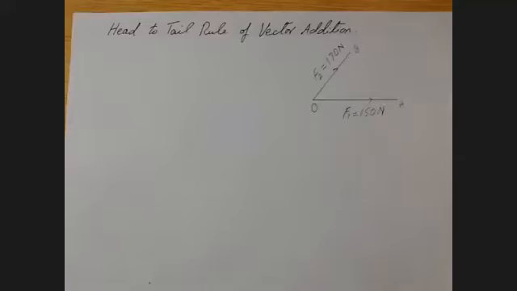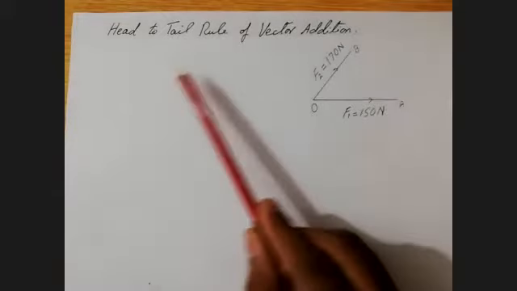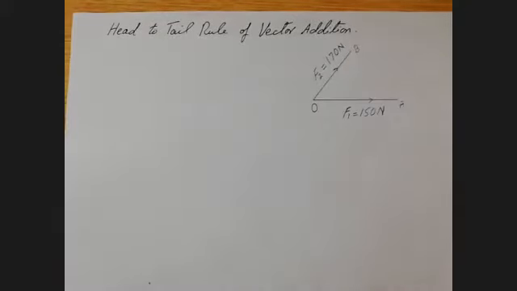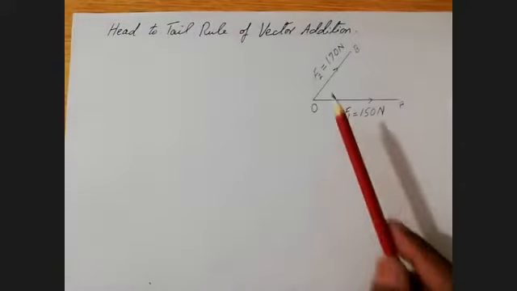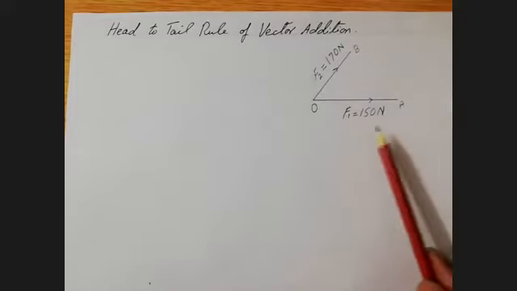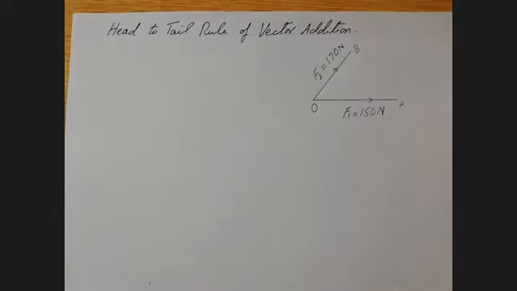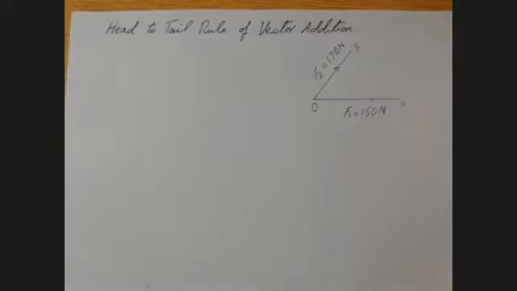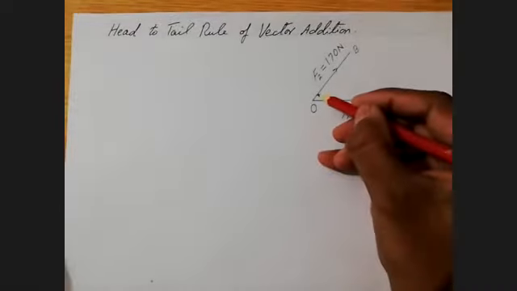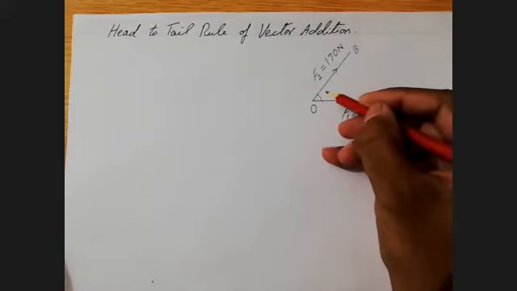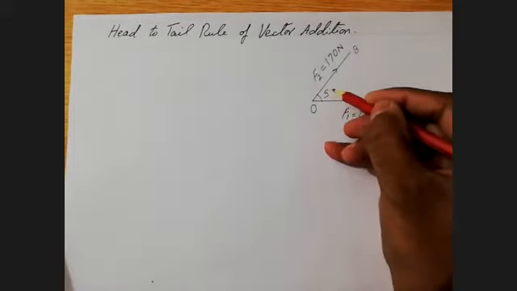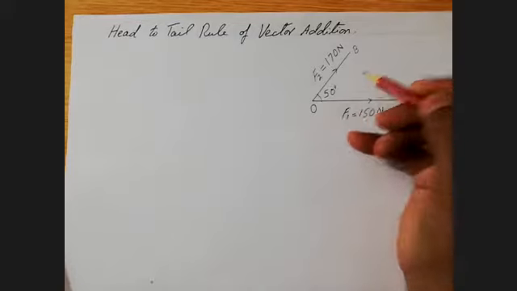Today I am going to explain the head to tail rule of vector addition. If we are given two vectors, here I am taking the example of two vectors, F1 and F2. These are two forces. Say F1 is 150 Newton and F2 is 170 Newtons. Now, I can say that there is an angle between them. Suppose I'm taking a 50-degree angle between these two forces.